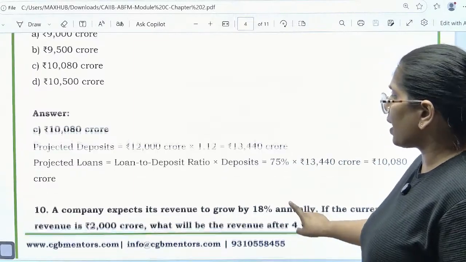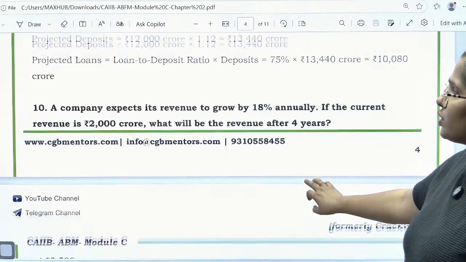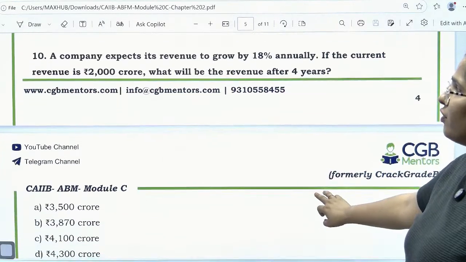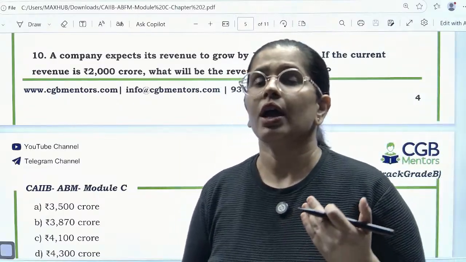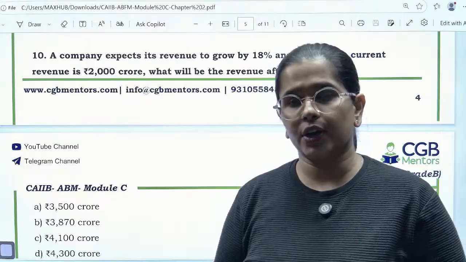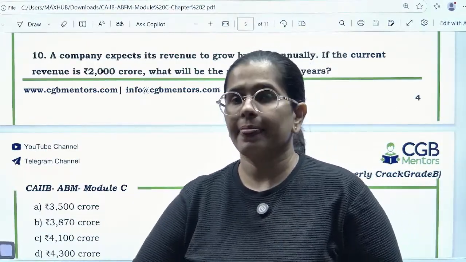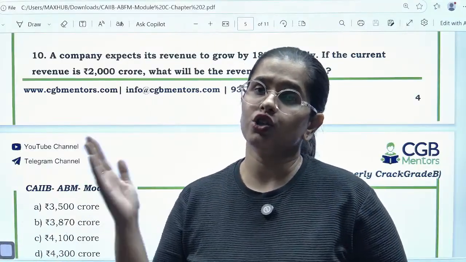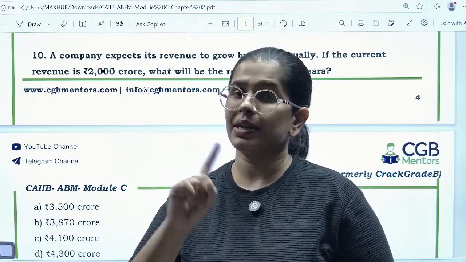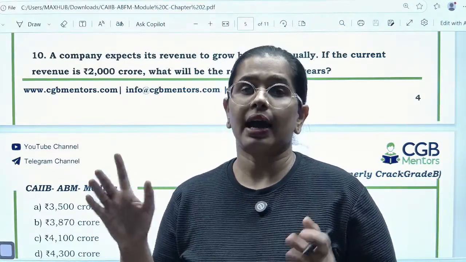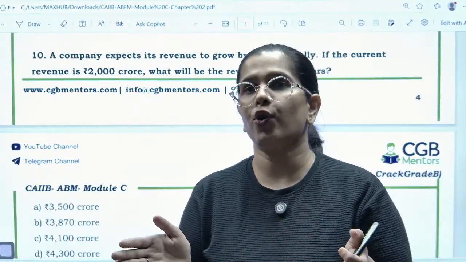Now next I have, a company expects its revenue to grow by 18% annually. If the current revenue is 2,000 crore, what will be the revenue after 4 years? Now over here they have asked you about the growth which is compounding over the period of time. Compounding over the period of time means, suppose I have invested a principal, now whatever interest I have earned, that will also be invested along with that particular principal. Now in the next year I'll be earning on my principal as well as with interest, ठीक है. अगले साल मैं principal पर भी कमाऊंगी और मैं interest पर भी कमाऊंगी, दोनों portions में मैं कमाऊंगी.